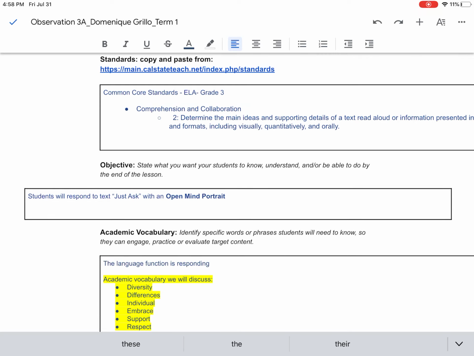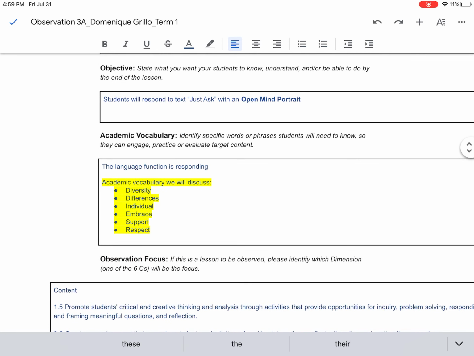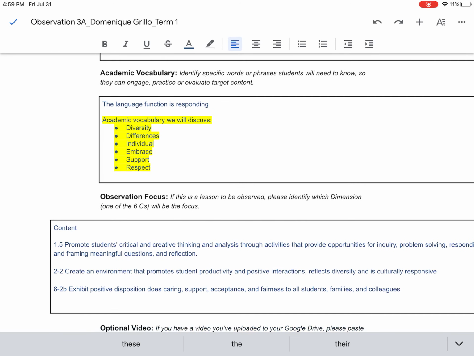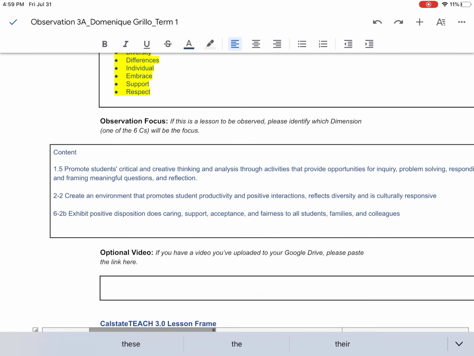And so I think it can work well for a great variety of students. How are we doing on time? Oh, okay. We're already running a little bit behind, so I'm going to speed it up. My language function is to respond to the text, but I also want to start adding academic vocabulary. The words I chose for this one were diversity, differences, individual, embrace, support, respect.